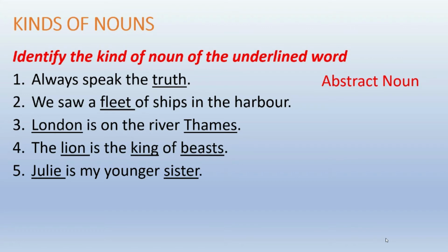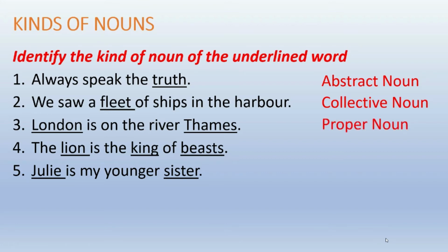We saw a fleet of ships in the harbor. So here, fleet is the word underlined. And when it is talking about a group or a collection of ships, what is it called? It is a collective noun. London is on the river Thames. London is the name of a particular place and Thames is the name of a particular river. So when we talk about a particular person, place or thing, it is a proper noun.